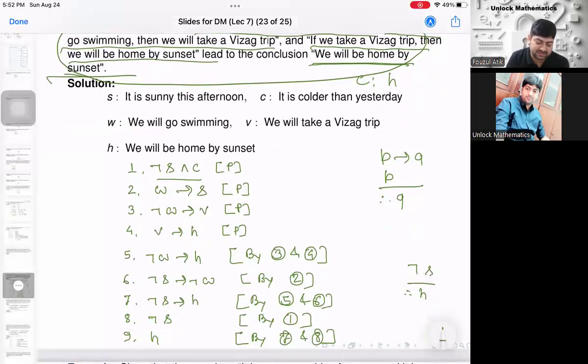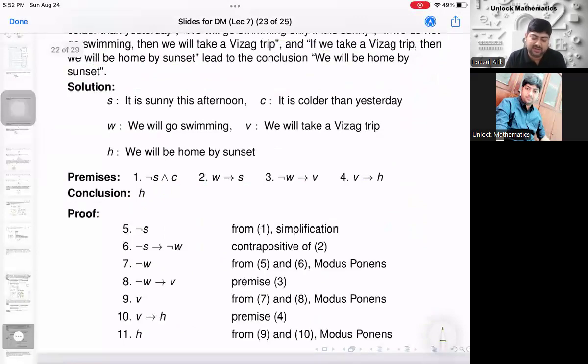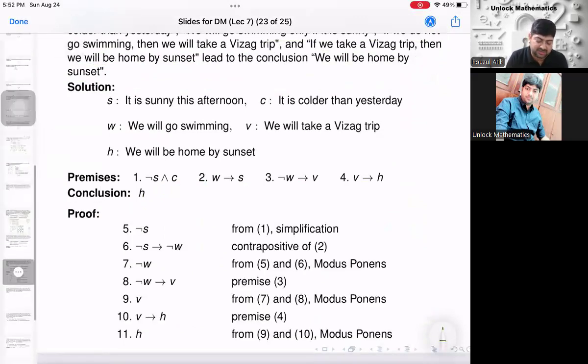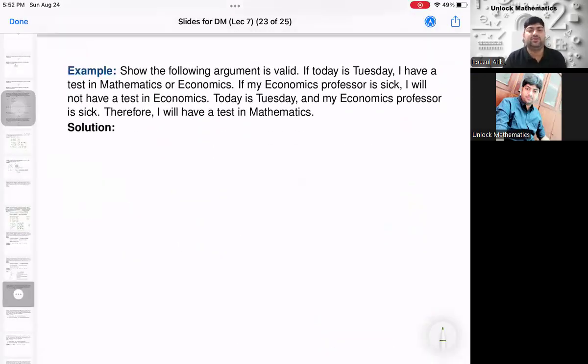So this is one example we have done, and this is the complete answer. Okay, we have one more example. Now you try to do it: pause the video and try it yourself.